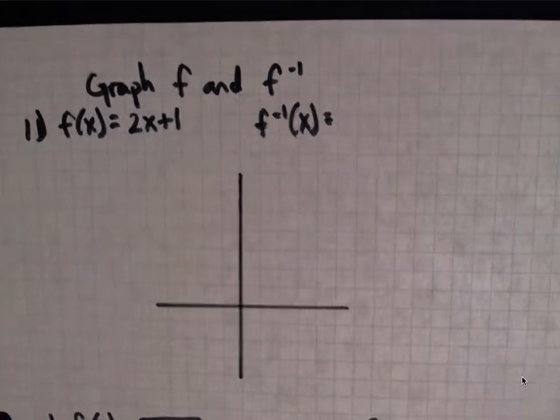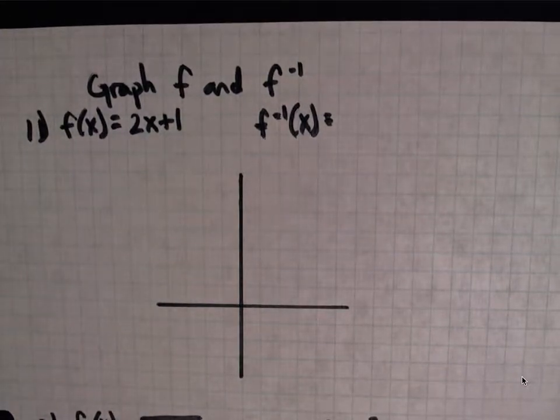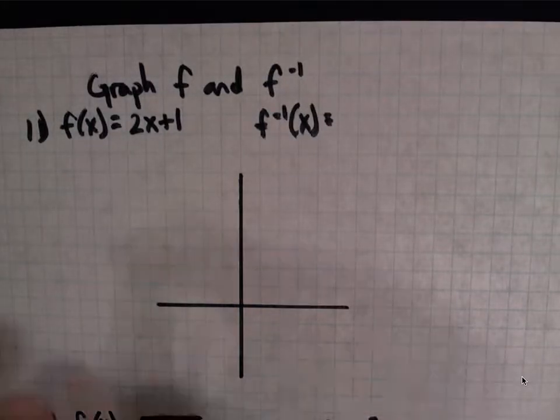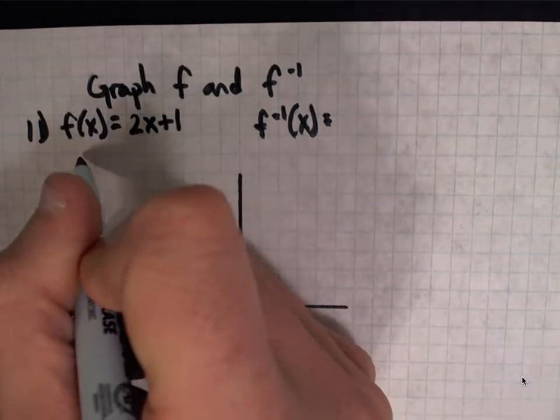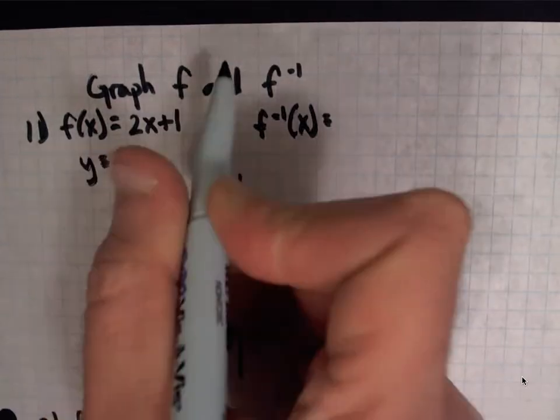Okay, so finally, let's finish up by graphing a couple of functions and their inverses and seeing how they're reflections over the line y equals x. So first off, we'll start with just a linear one, f of x equals 2x plus 1. Very quickly, let's find the inverse, y equals 2x plus 1.